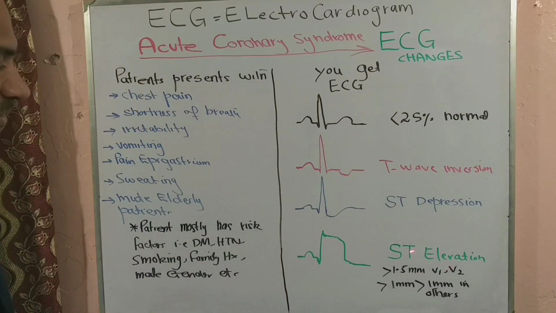In case of the lead V1 and V2, this elevation is more than 1.5 to 2 millimeter, but in case of all other leads, this elevation is around 1 millimeter. So one small box on the ECG paper is equal to 1 millimeter in depth and height. So that helps to know it. So these can be the ECG changes when you encounter a patient of the acute coronary syndrome.